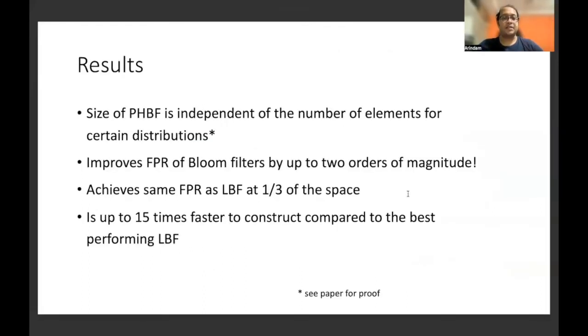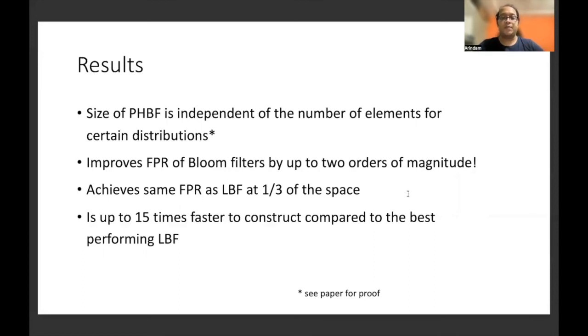So now some results. First, PHBF has this property that the size of PHBF is independent of the number of elements inserted for certain distributions. You can see the proof of this in the paper. Note that this is different from standard Bloom filters, where the size is dependent on the number of elements.